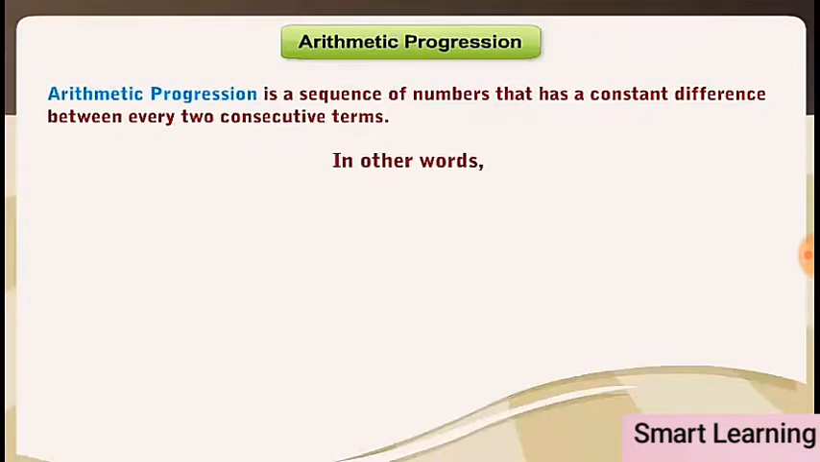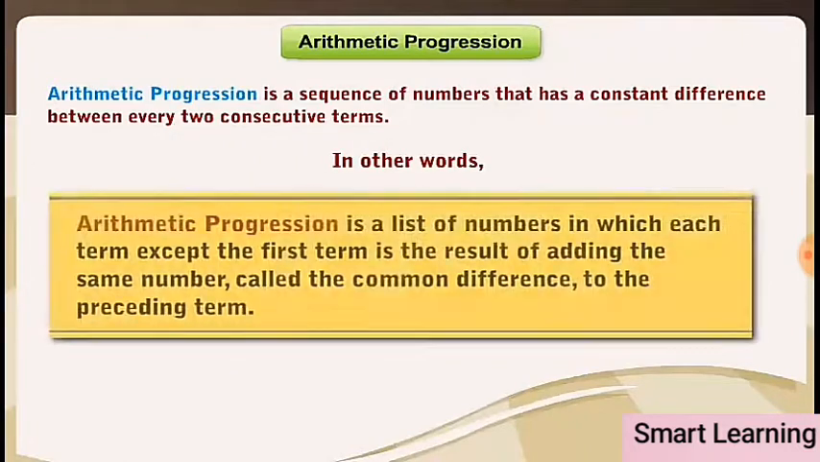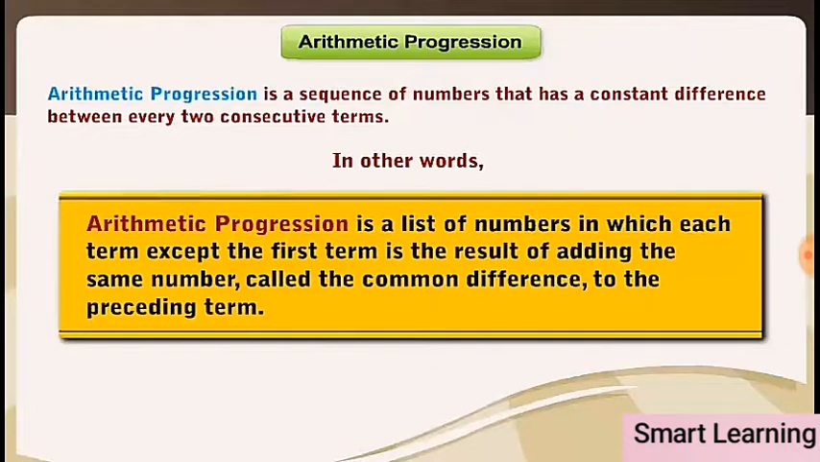In other words, arithmetic progression is a list of numbers in which each term except the first term is the result of adding the same number called the common difference to the preceding term.